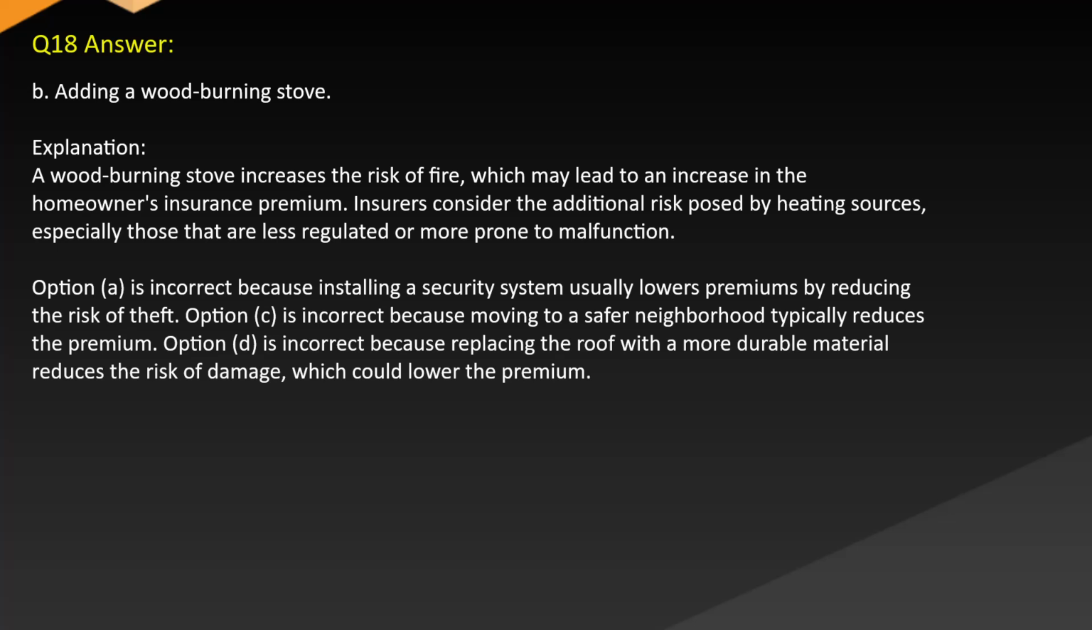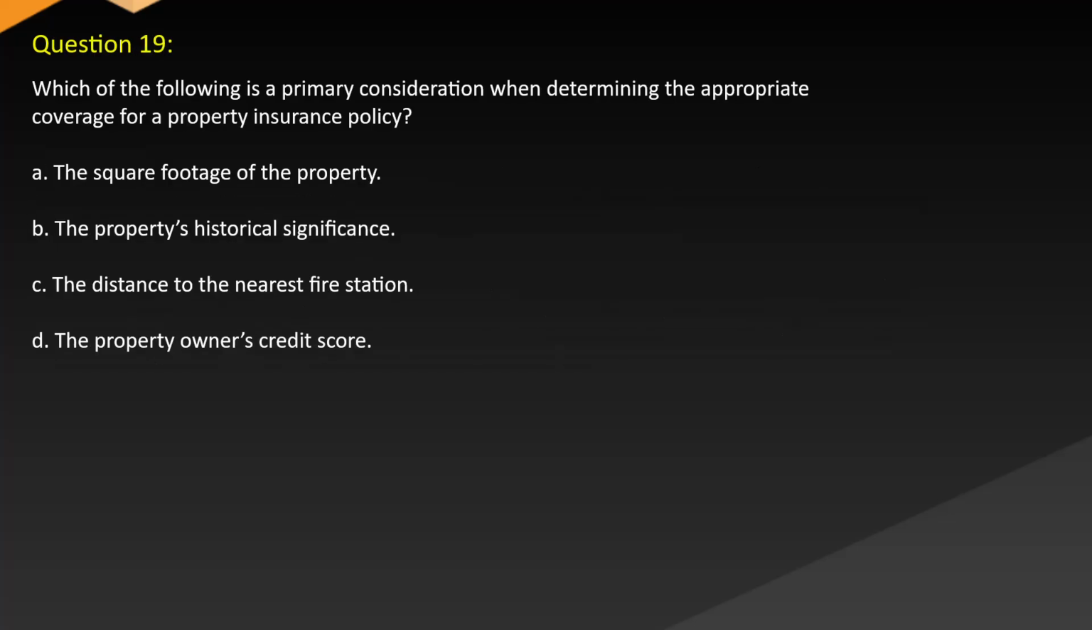Option A is incorrect because installing a security system usually lowers premiums by reducing the risk of theft. Option C is incorrect because moving to a safer neighborhood typically reduces the premium. Option D is incorrect because replacing the roof with a more durable material reduces the risk of damage, which could lower the premium.